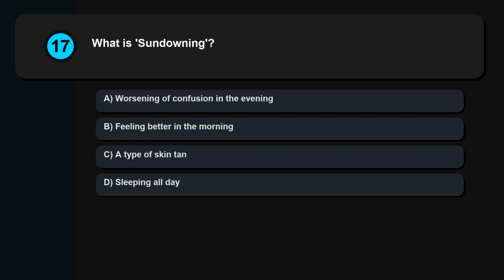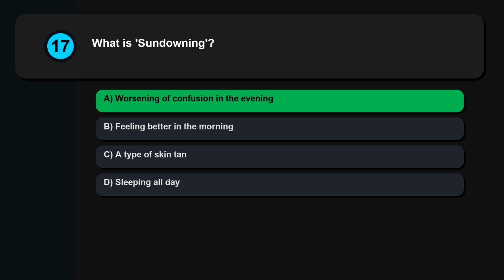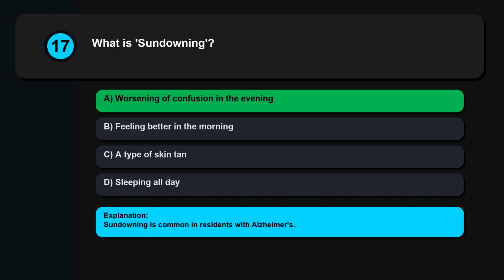Question 17. What is sundowning? Worsening of confusion in the evening, feeling better in the morning, a type of skin tan, sleeping all day. Sundowning is common in residents with Alzheimer's.